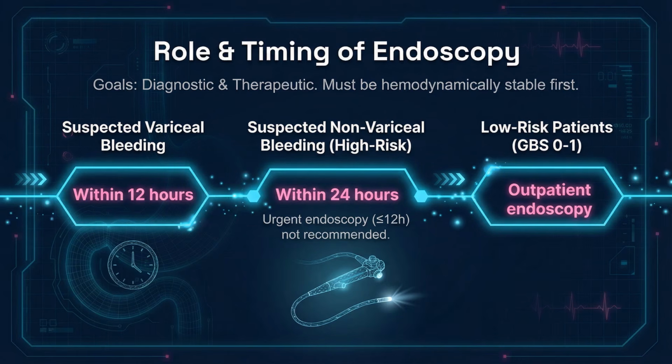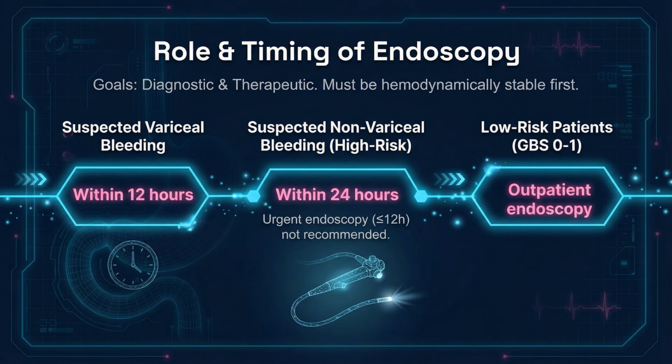The goals of endoscopy are both diagnostic and therapeutic. But timing is key, and the patient must be hemodynamically stable before the procedure. For suspected variceal bleeding, endoscopy should be performed within 12 hours, according to AASLD 2024. For high-risk non-variceal bleeding, the target is within 24 hours, per ACG 2021.